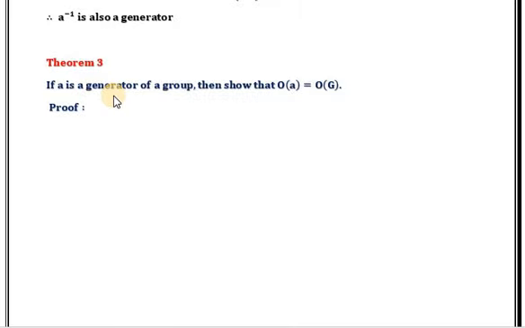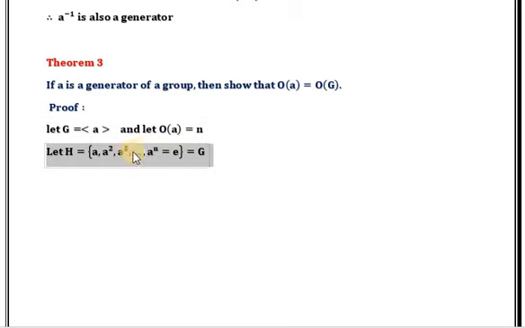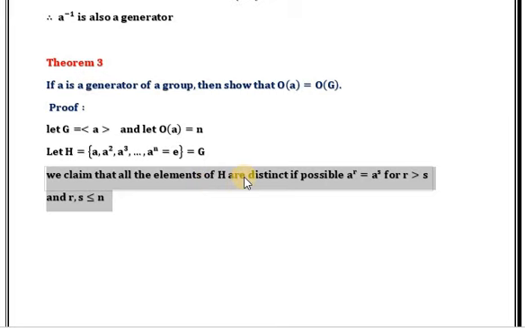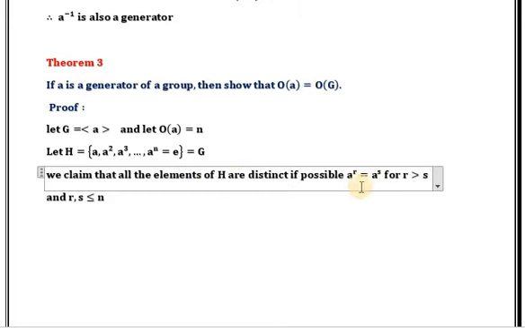Theorem 3. If a is a generator of a group, then show that order of a is equal to order of G. Proof. Let us consider G be a group generated by a, and let H is equal to {a, a square, a cube, ..., a^n = e} which is equal to G. We claim that all elements of H are distinct. If possible, a power of r is equal to a power of s for all r greater than s, and r and s are less than or equal to n.